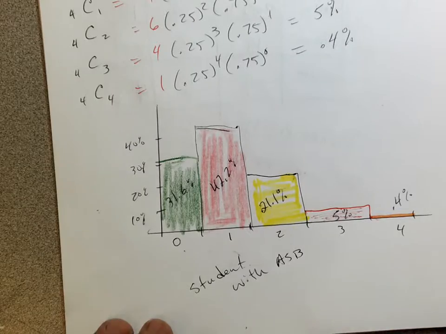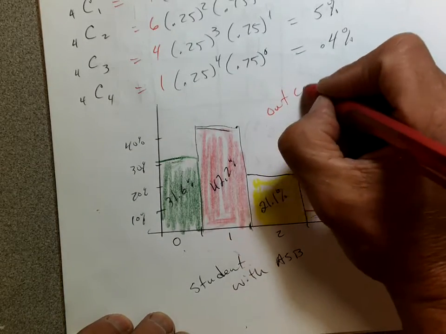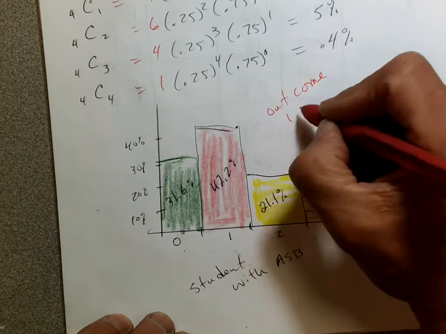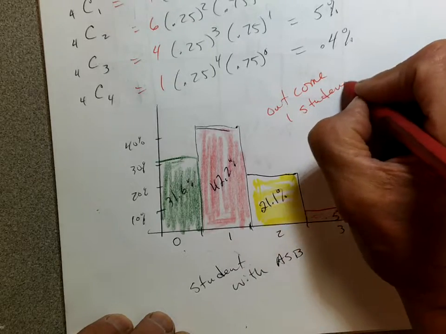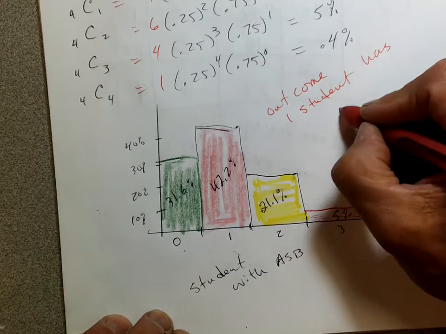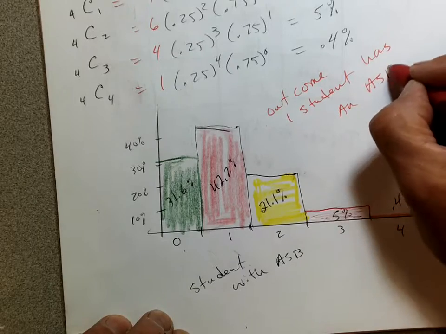So the most likely outcome is probably that one student has an ASB card.